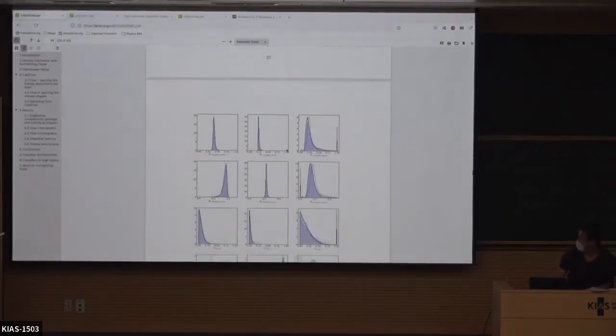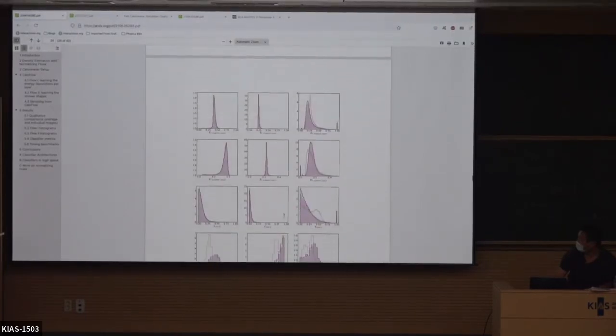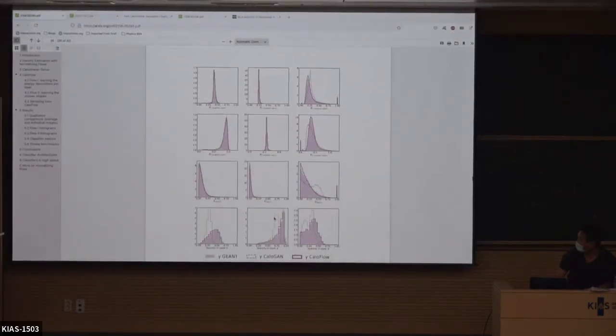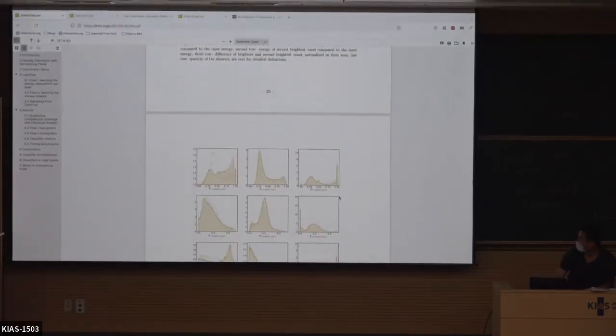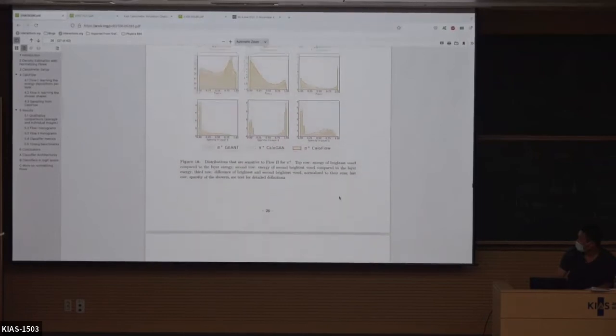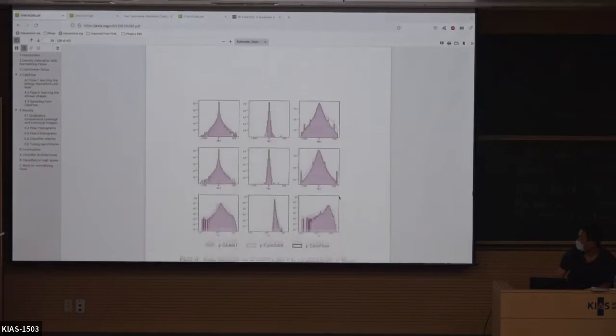Okay, so more plots. The histograms all look very nice in the flow versus the Géant. And so now let me skip to the classifier metric.